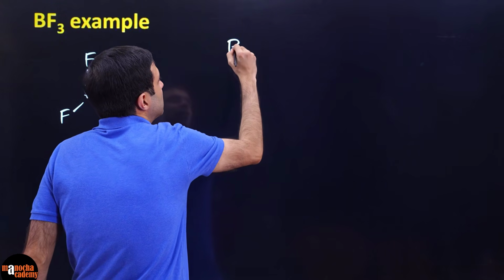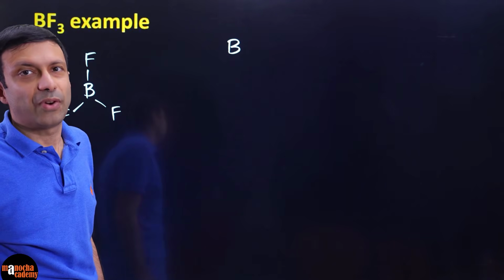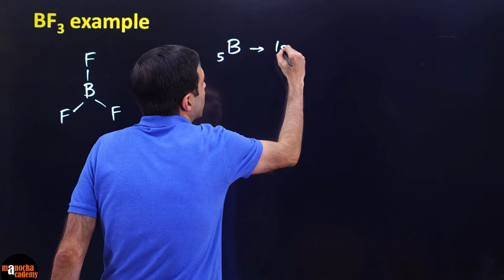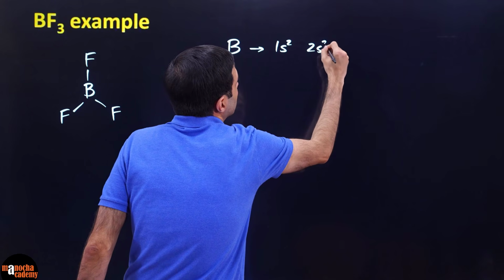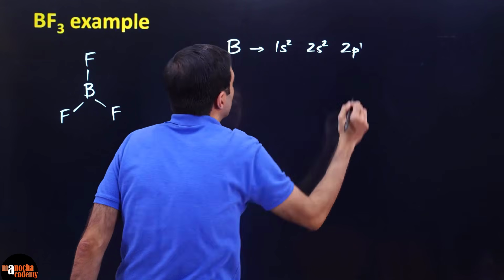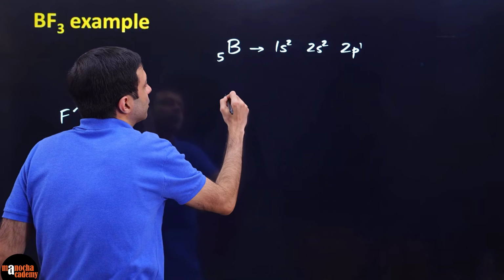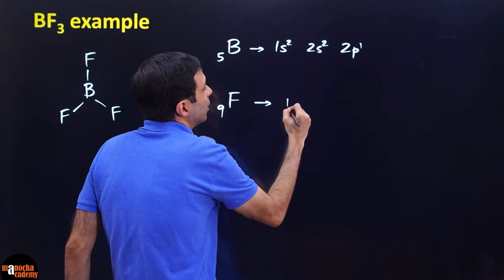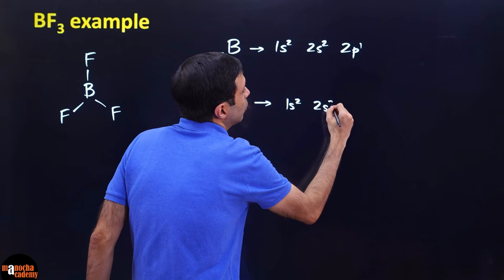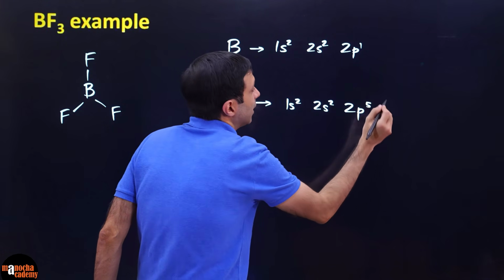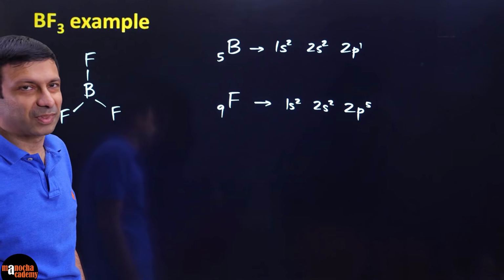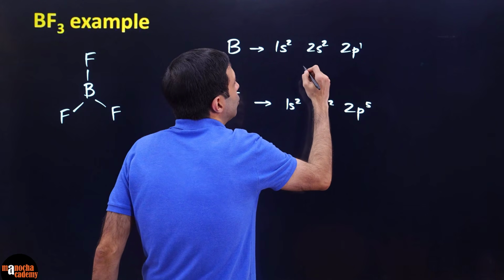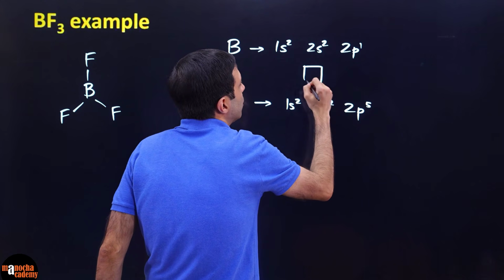Boron, guys, has an atomic number of 5, so its electronic configuration is 1s2, 2s2, 2p1. And each of the fluorine atoms: fluorine has an atomic number of 9, so its electronic configuration is going to be 1s2, 2s2, 2p5, and there are 3 such fluorine atoms. Clear? So let's draw out the orbitals over here. Here the second shell, the 2s orbital, will look like this.